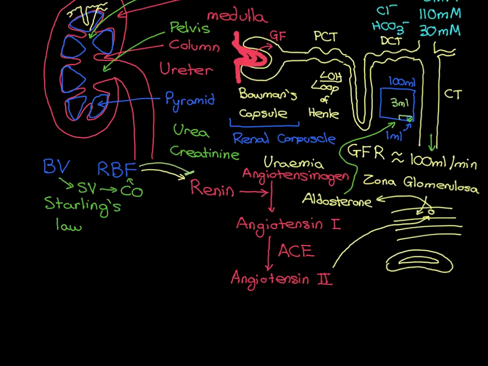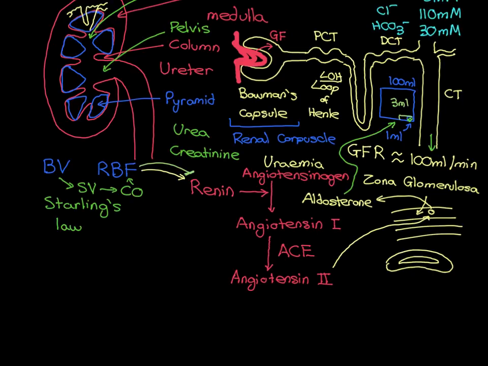And that means that we will then be conserving more water with the electrolytes in it, and therefore will be helping to conserve our blood volume and not let it go any lower until we can find some food and water to actually top up our blood volume level. So that's how the renin-angiotensin-aldosterone system responds to blood volume going too low.